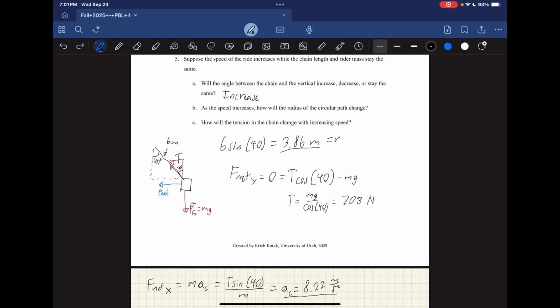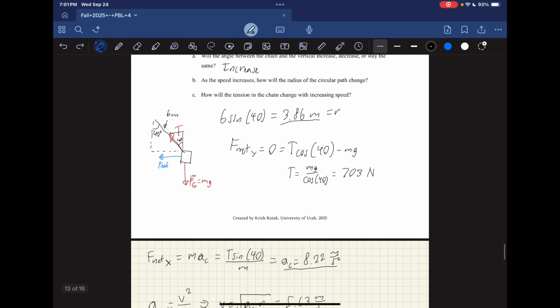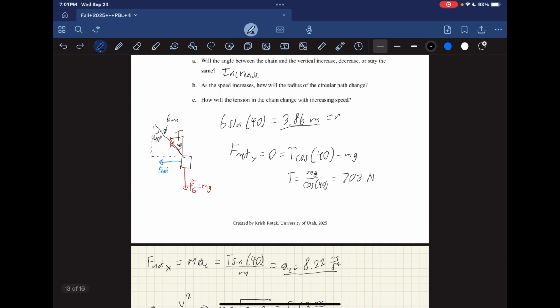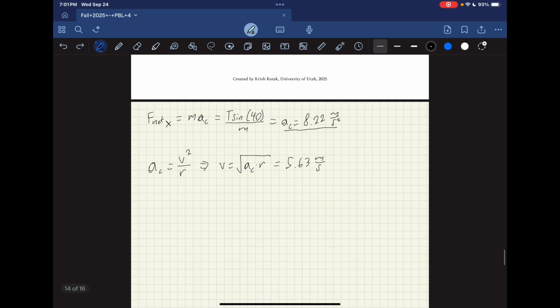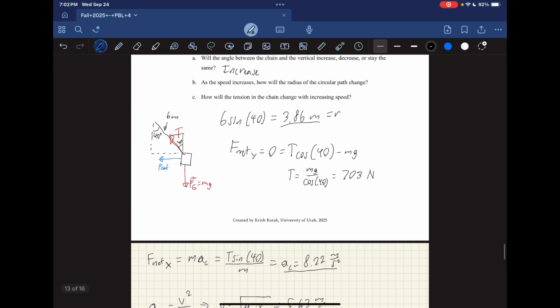As the speed increases, how will the radius of the circular path change? The radius is also going to increase, because if you imagine the speed increases, let's say we have it here, and this is our 40 degrees. As the speed increases, the angle increases, and so this radius from the center is much larger.